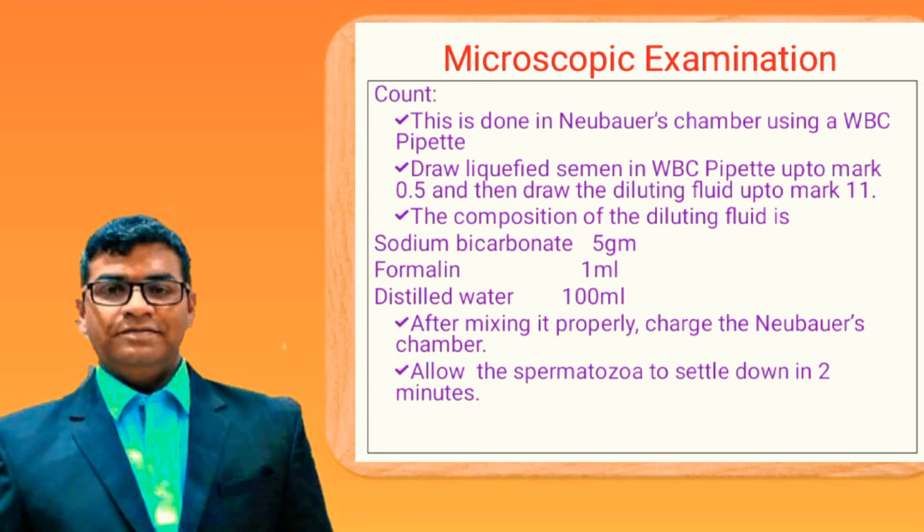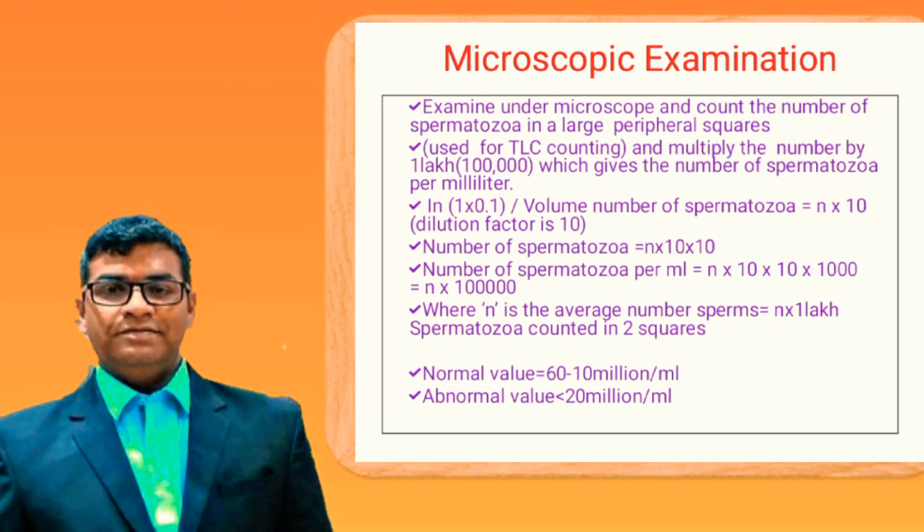The composition of the diluting fluid used for semen analysis consists of sodium bicarbonate 5 grams, formalin 1 ml, distilled water 100 ml. After mixing it properly, charge the Neubauer chamber. Allow the spermatozoa to settle down in 2 minutes. Then examine under the microscope and count the number of spermatozoa in the large peripheral squares used for TLC counting, and multiply the number by 1 lakh, which gives the number of spermatozoa per ml.